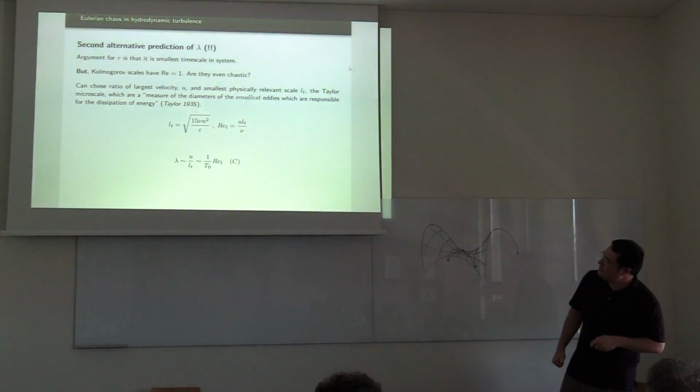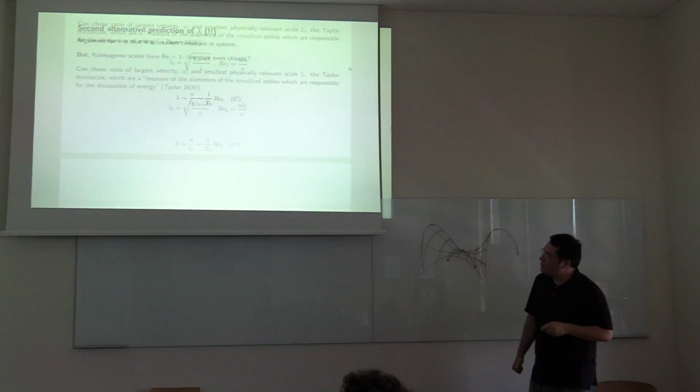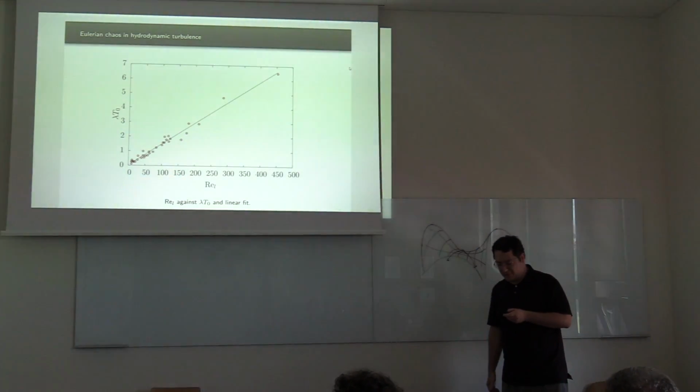So we just suggest that lambda goes like the ratio of u over the Taylor length scale, sorry, and we get this Taylor Reynolds number dependence. And we can measure that with our data, and we get this nice straight line fit. And what's very nice is that this goes through 0, even within 1 standard deviation of a fit. So there's somehow only one parameter in this.